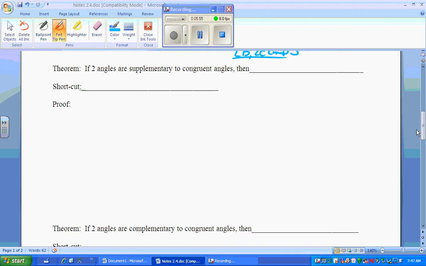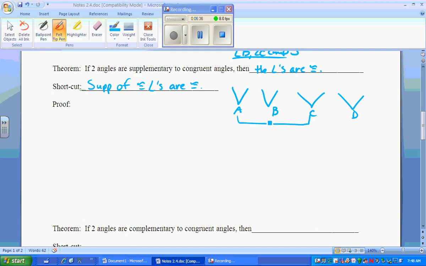The next theorem says if two angles are supplementary to congruent angles, then the angles are congruent. This one states supplements of congruent angles are congruent. So that's what we're looking at. Now it's not of the same angle, it's of congruent angles. So what we're saying now is there's not only three angles, there are actually four angles. So we have angle A, angle B, angle C, and angle D. So we can say A and C are supplement.